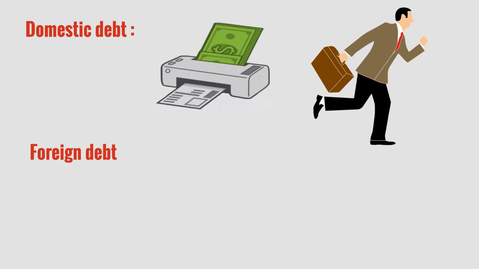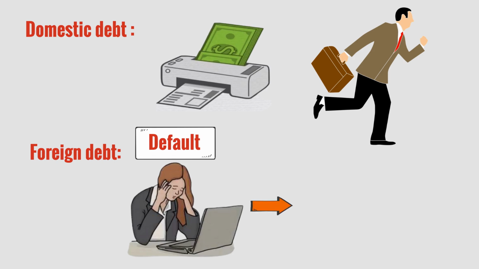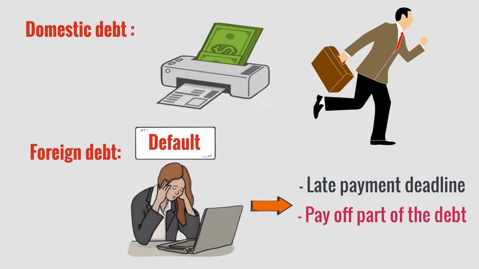As for foreign debt, of course, it is not possible to print more money, because borrowing them in foreign currency must be paid in foreign currency. Therefore, if a foreign currency loan cannot be repaid, the country is said to be in default. And often the solution of defaulting countries is to ask for more time to pay, and if it is more serious, they can pay off part of the debt, but not pay it off.